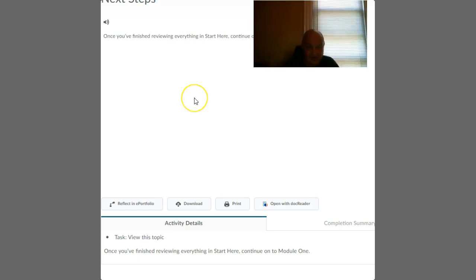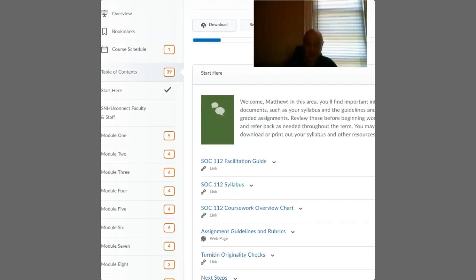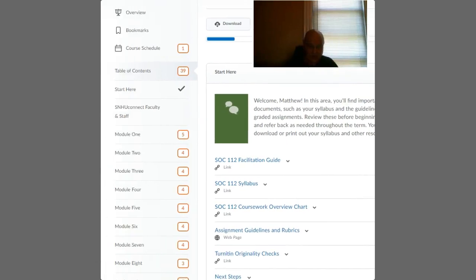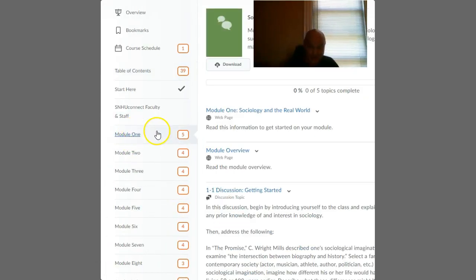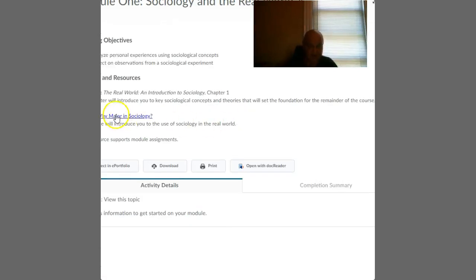Once you've finished reviewing everything in Start Here, continue on to Module 1. So this is a lot of front-loaded work here, but you're going to want to go to Module 1. Let's take a look at Module 1. The first thing you're going to do for this and every module is read this information and get started on your module. Let's click here and take a look.